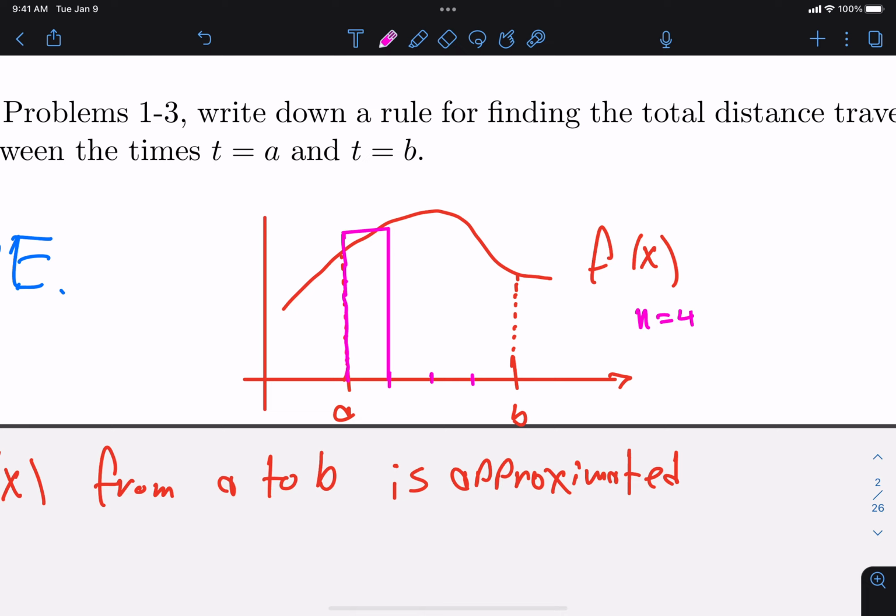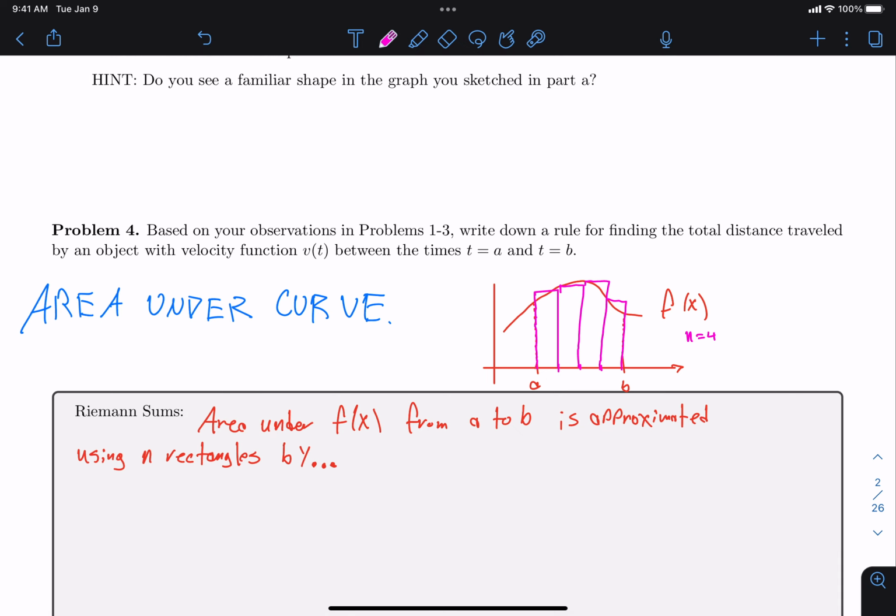Here's my first rectangle, and my second rectangle could look like this maybe, and my third rectangle could look like this, and my fourth rectangle maybe could look like this. Okay? So that's the idea of what we're doing. When I say area under f of x from A to B, I mean I'm going to start counting area once I hit x equals A, and I'm going to stop counting once I hit B. Are we okay with what we're trying to express?